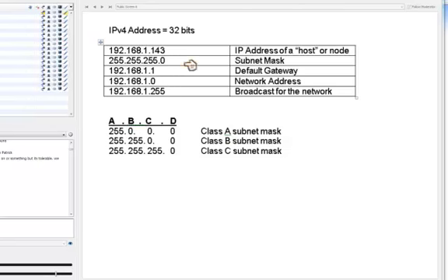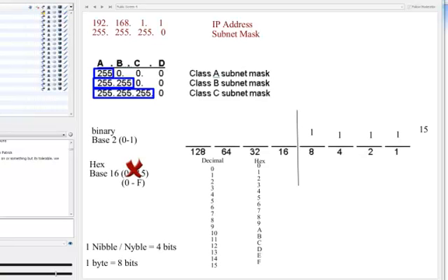So again, for this computer, the network that it's on is called 192.168.1.0. Now there's something called broadcast. Broadcast is a TCP/IP packet that goes out to all computers on the network. And that's when all those host bits are ones. So we're going to just suffice it to say 192.168.1.255.